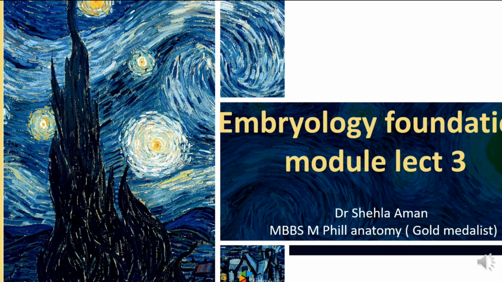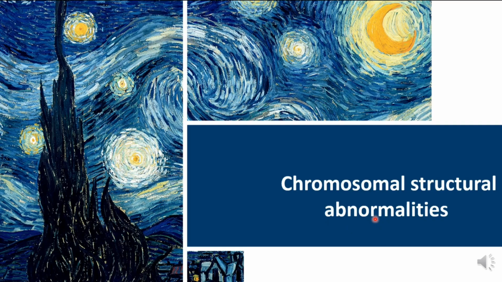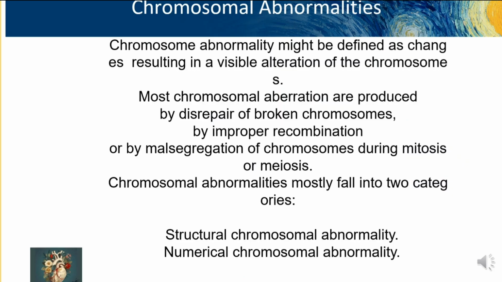Today in Embryology Foundation Module 3 we are going to discuss the chromosomal structural abnormalities. Chromosomal abnormalities might be defined as changes resulting in visible alteration of the chromosomes. Most chromosomal aberrations are produced by disrepair of the broken chromosome, or by improper recombination, or by malsegregation of the chromosomes during mitosis or meiosis.